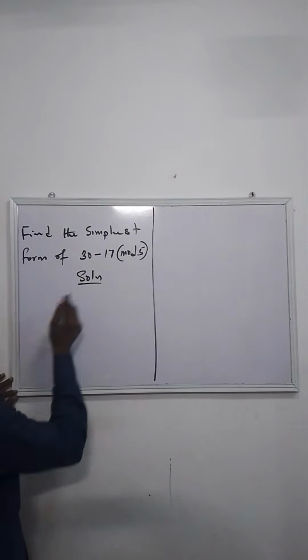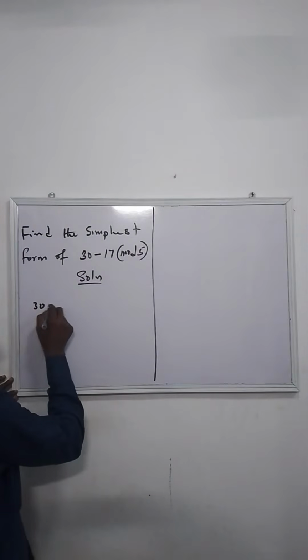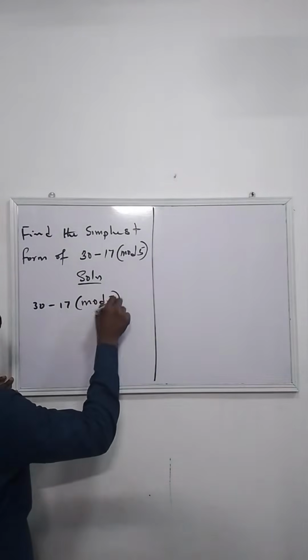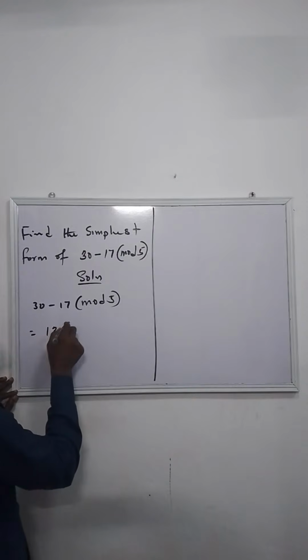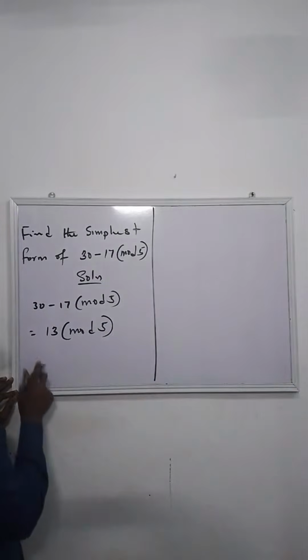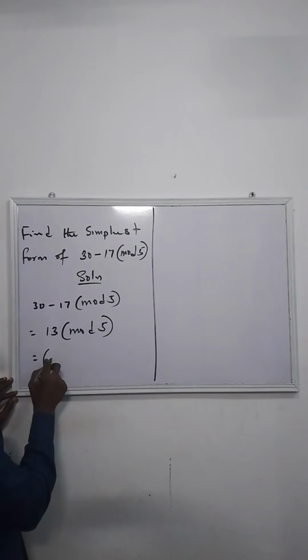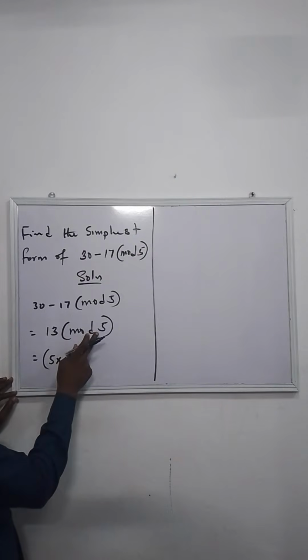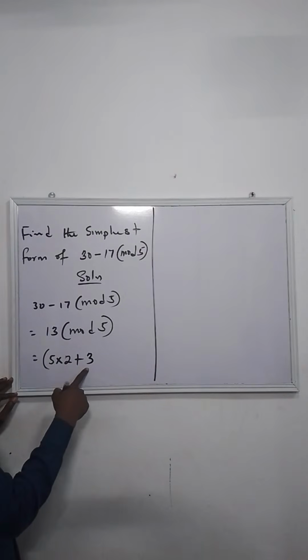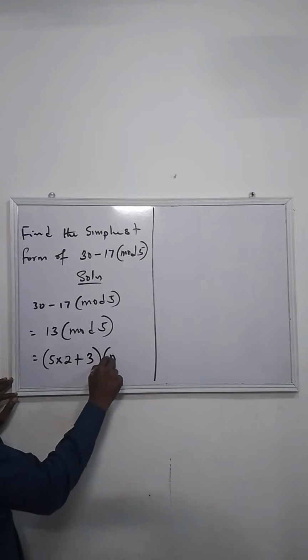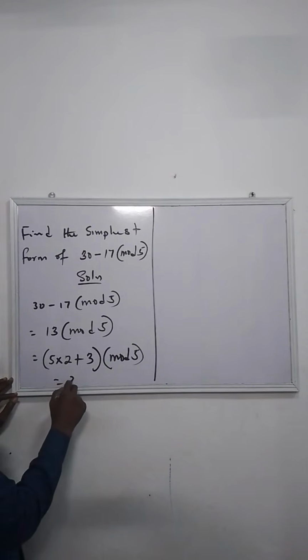So the answer is, you just say 30 minus 17 in mod 5. You subtract. That gives you 13 mod 5. Now just divide 13 by 5. How many 5s are you going to see in 13? That is 2. We have 2. So the remainder is what? 3. So we have plus 3. You write the remainder here, in mod 5. So that means the answer is going to be 3 mod 5.